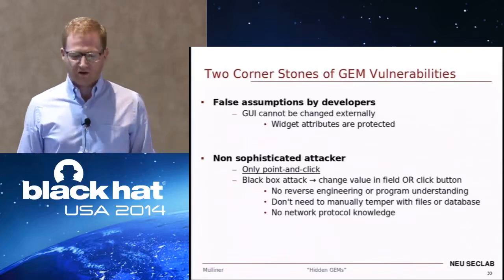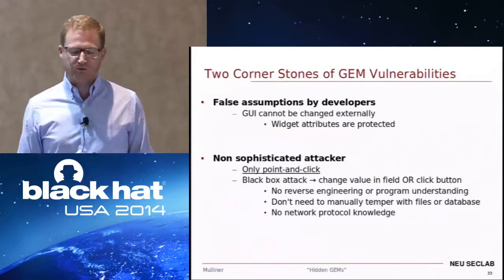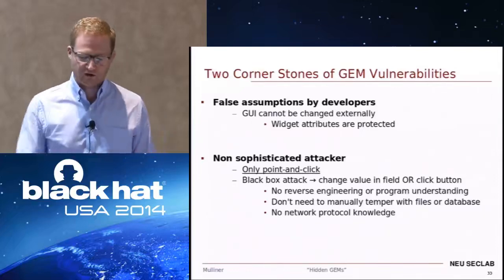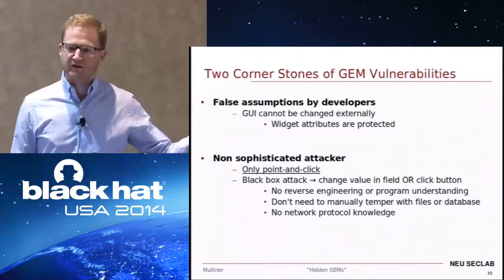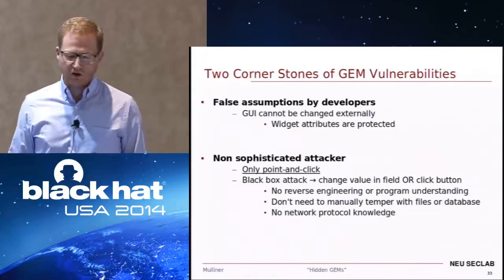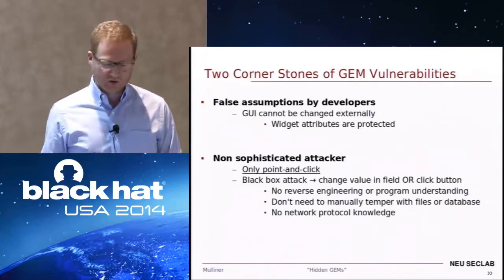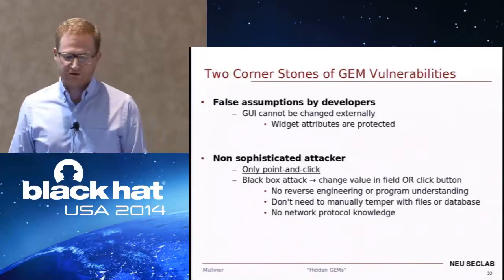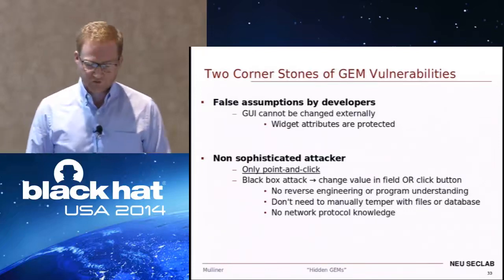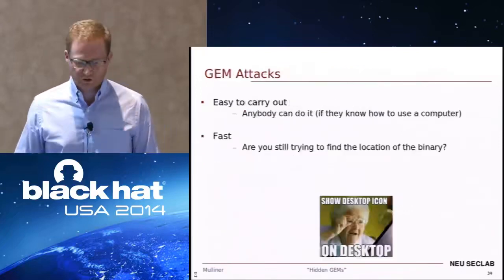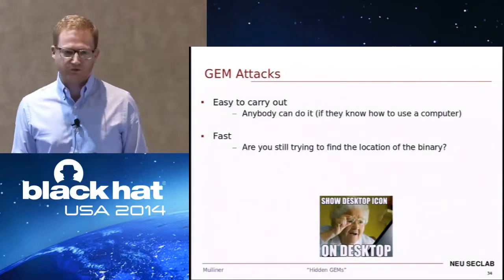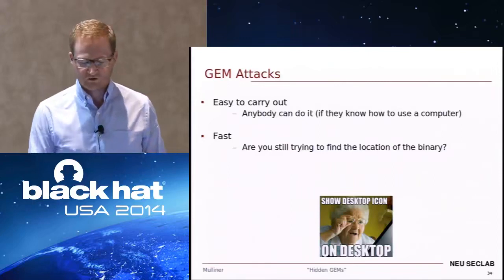But on the other side, the other part of these vulnerabilities is that it's really easy for non-sophisticated attackers. Basically, if they have the right tool, you can point and click. You say, hey, this button is disabled, I want to click on it, so just enable this button and you're set. You don't need to reverse engineer or read binaries. You don't need to tamper with files on disk or write your own network protocol implementation. So you can attack the whole application completely black box. It's really, really easy to carry out. If you know how to use a computer, you can do this kind of attack.